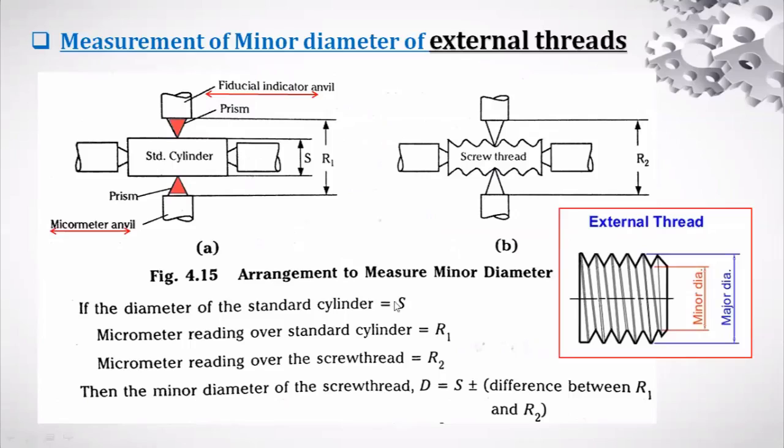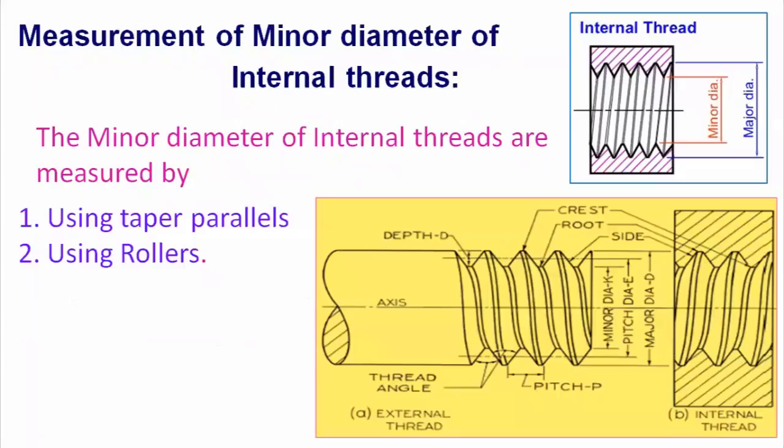So these three readings, S value, R1, R2, they're going to substitute in the formula. S plus or minus. They're not always going to take plus or minus. They take plus whenever the component is bigger than the standard cylinder. When the component, this screw thread, is smaller than the standard cylinder, it is considered as minus in the formula, right? So this is the measurement of the minor diameter, which we discussed in the last class.